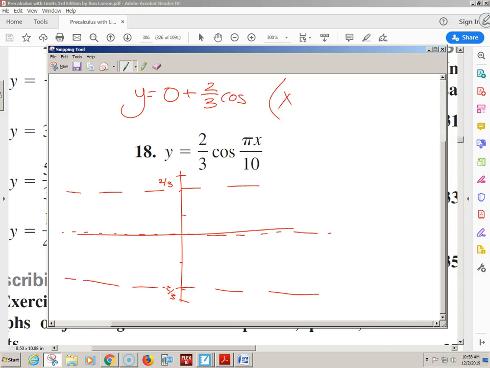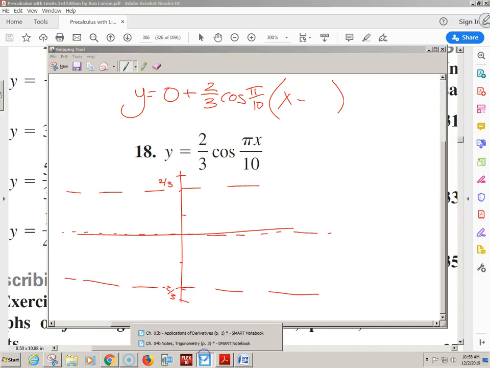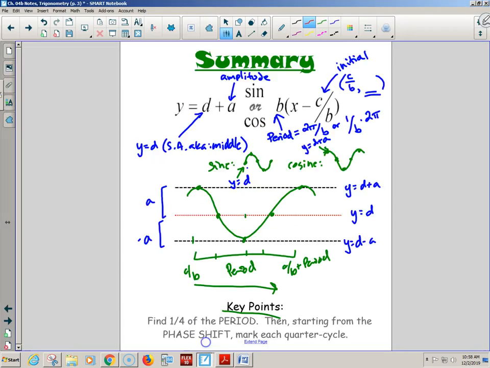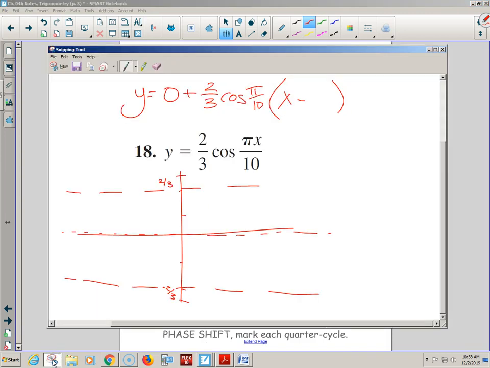What's going to be out there? Pi over. The whole thing needs to come away from the x so I can get my proper form, but who's going to go here? Initial point. Initial point says, is there anything being added or subtracted from the x? Yes or no? Nope. So if nothing's there, what do I put? Good.